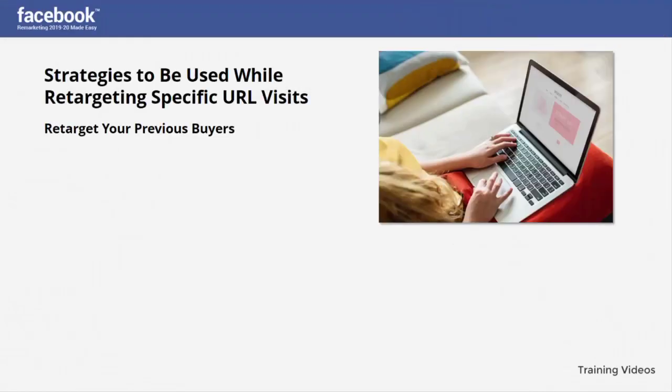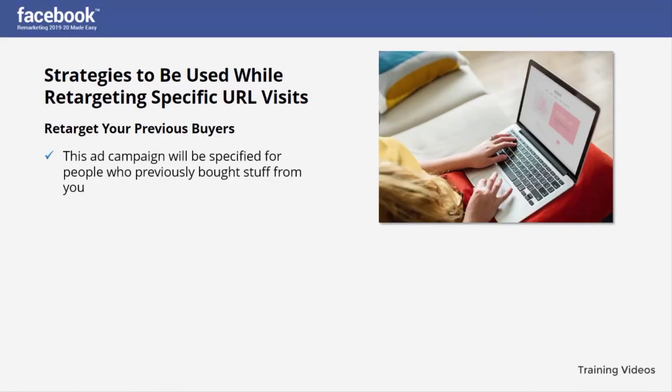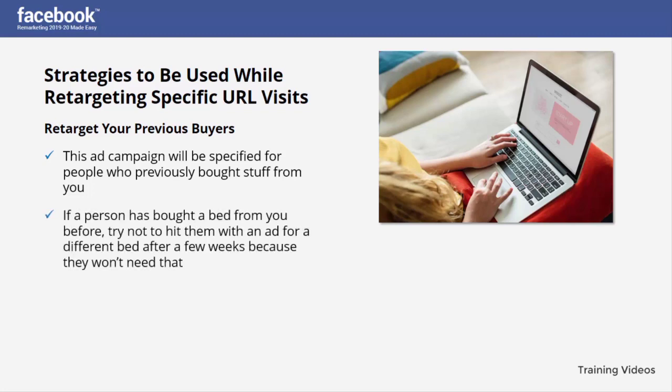Retarget your previous buyers. This ad campaign will be specified for people who previously bought stuff from you. You will have to target them with ads of products similar to their previous purchase or something complementary to it. Take your time and make groups of your buyers. If a person has bought a bed from you before, try not to hit them with an ad for a different bed after a few weeks because they won't need that. You can target them with ads of stuff that will complement their previous purchase, like decor items, bed sheets, and other furniture, including side tables or maybe a couch.